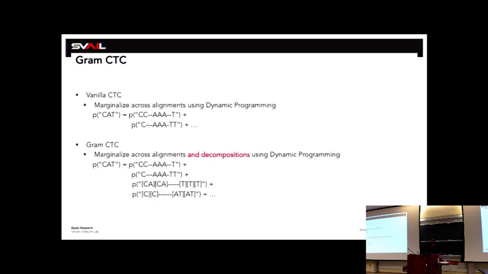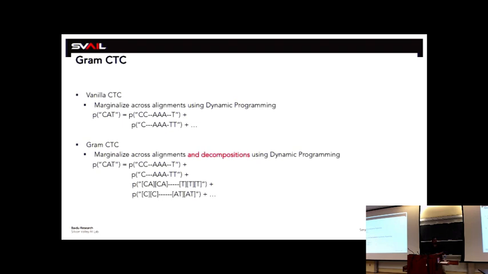Okay, and gram CTC, just like how we saw CTC sums over all possible alignments, gram CTC enables speech recognition with word pieces by summing not only over alignments, but also over decompositions. That is, just like before, you need to provide the label, right? If it's cat, you just have to specify cat. You do not need to specify this is how you decompose cat.